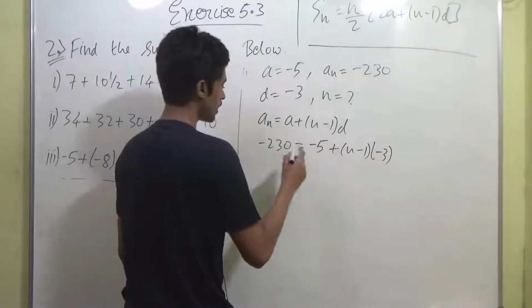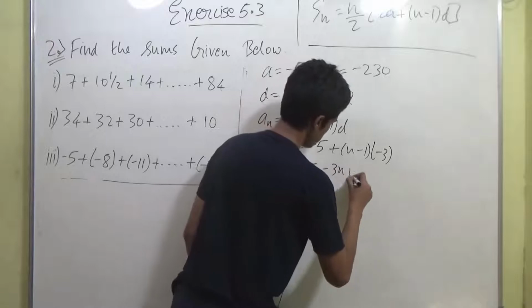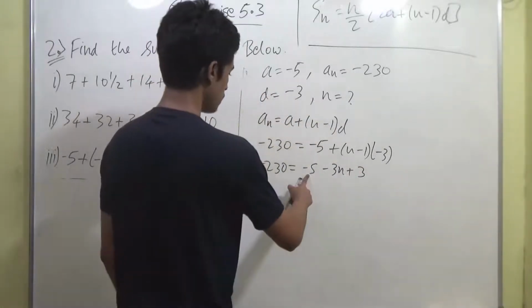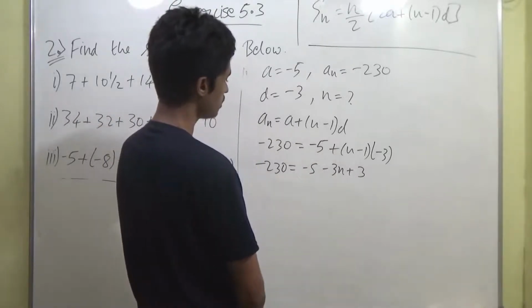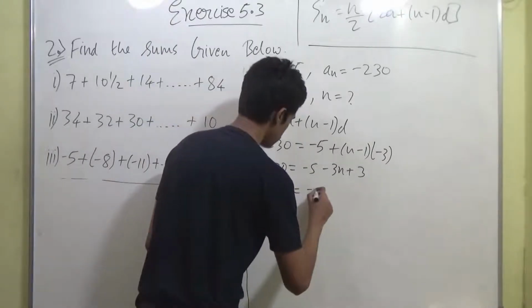Done. Now I'll start expanding it. Minus 230 equal to minus 5 minus 3n plus 3. So this is going to become minus 2. Minus 2, when I bring it to LHS, it's going to become plus 2. So it will become minus 228 equal to minus 3n.